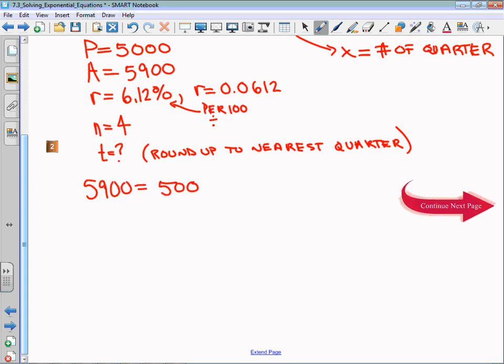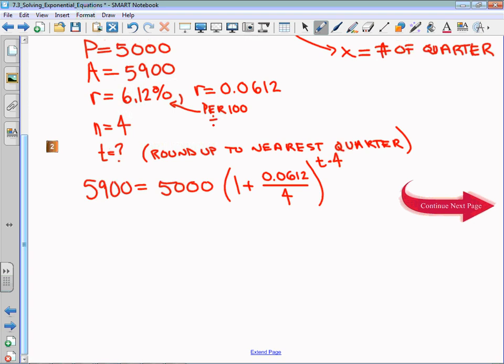So 5,900 is equal to 5,000 times 1 plus 0.0612 divided by 4 to the power of t times 4. And we run into a problem because our variable's in the exponent. And the reality is that right now, we do not have the algebraic technique for solving this. So we are going to have to use a graphical technique, which not all students love to do, but it is nice. And at least you get to use your calculator for it.